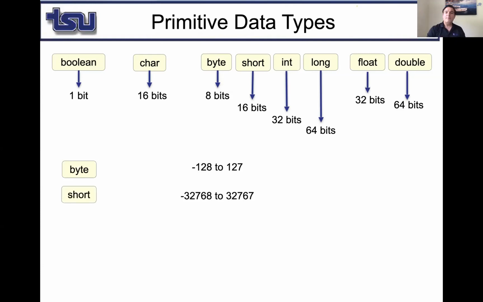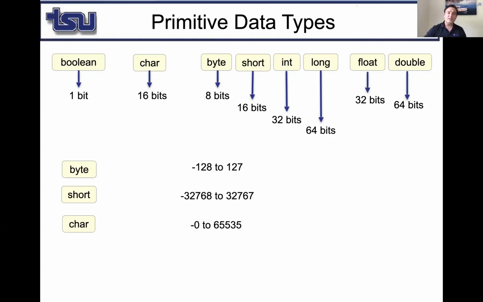Short, with 16 bits, the range of short values is from -32,768 to +32,767. Of course, you don't have to memorize, but look at this. All the bytes are in the range of short. So all the bytes are included in short.